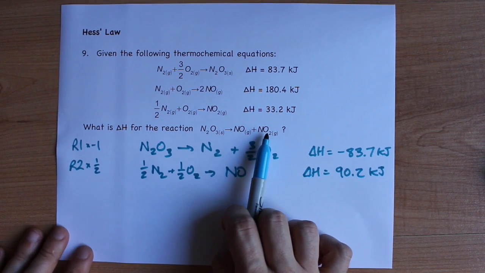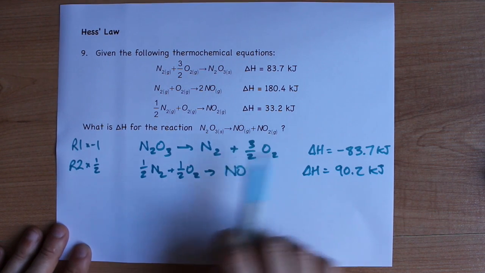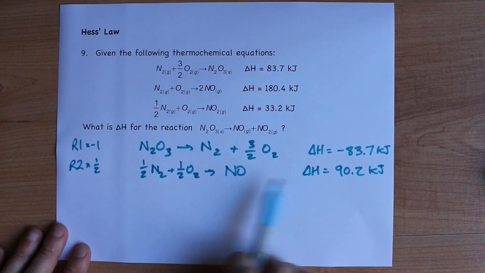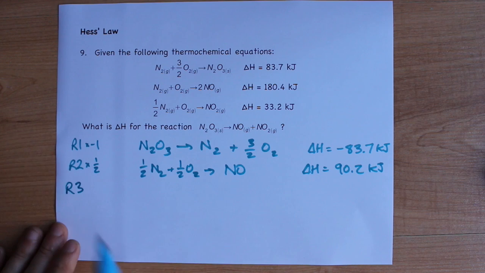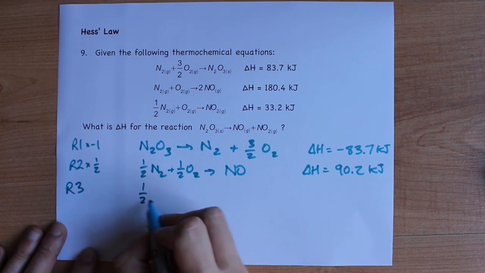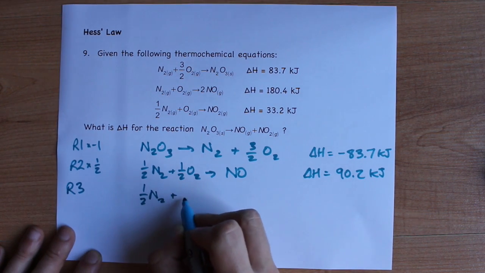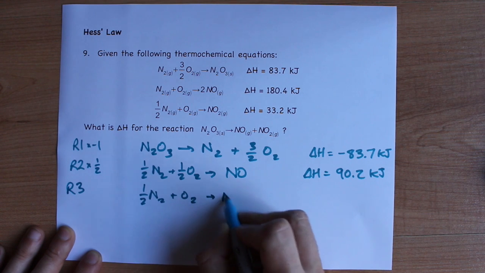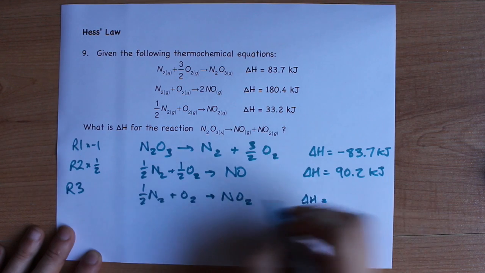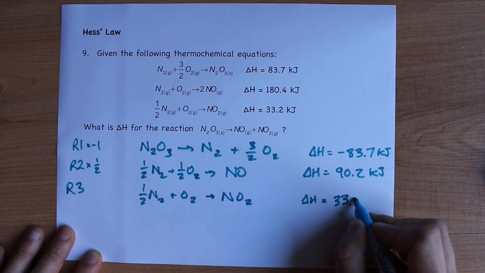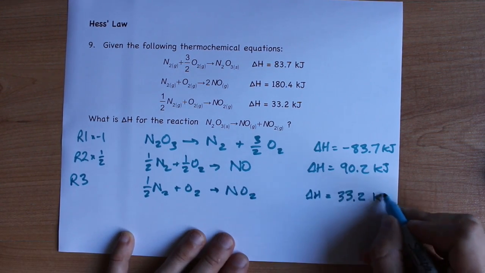Lastly, we need an NO2 on the product side. We currently don't have any NO2s, but we do have one available in reaction 3. So I'm going to keep reaction 3 as is. That's 1/2 of an N2 plus an O2, making an NO2. And I'm going to keep the delta H because I haven't changed the reaction itself at 33.2 kilojoules.